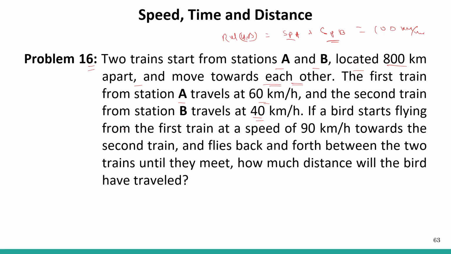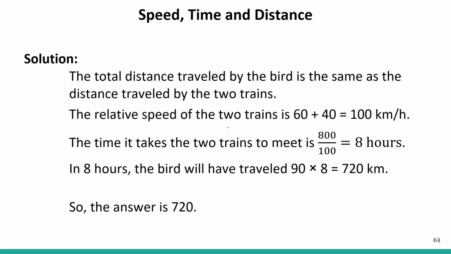So if a bird starts flying from the first train at a speed of 90 km per hour towards the second train and flies back and forth between the trains until they meet, then how much distance will the bird have traveled? Okay, so the relative speed between the two trains will be 60 plus 40 equal to 100 km per hour. So time it takes for the two trains to meet is what? 800 by 100, that is equal to 8 hours. So in 8 hours the bird will have traveled 90 into 8 is equal to 720 kilometer. Okay, so the answer will be 720 kilometers.